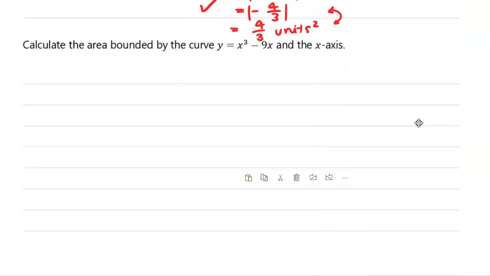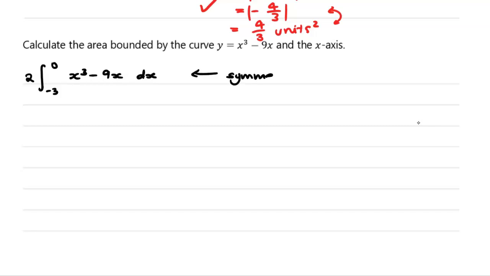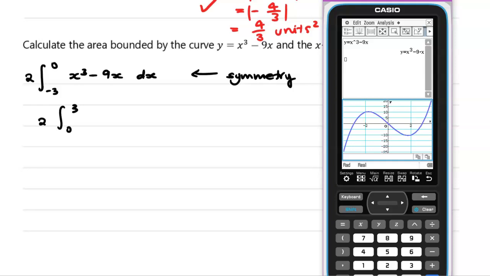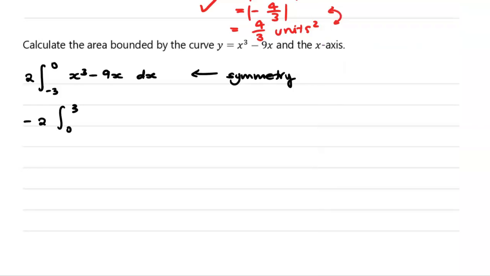So here are some possible techniques. We could do 2 lots of the integral from negative 3 to 0 of x cubed minus 9x dx, and that's due to symmetry. Or we could go 2 lots of 0 to 3, but you'll notice that area was underneath the x-axis, so we need a negative sign or magnitude signs, anything like we spoke about before. Of x cubed minus 9x dx, I'm going to put an equals because these are equivalent.